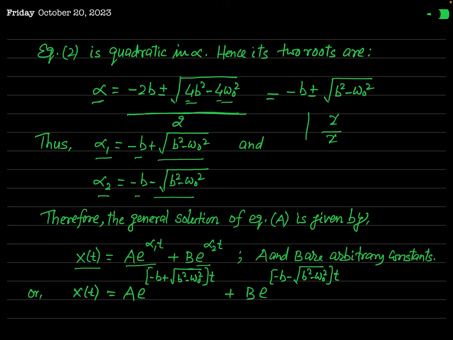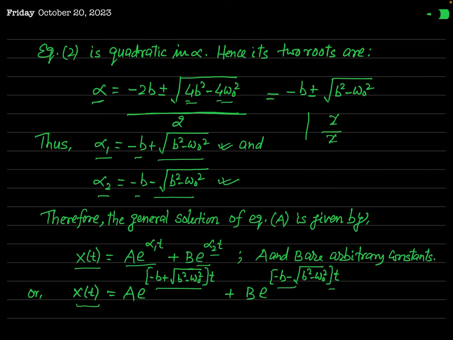Now let us substitute the values of alpha 1 and alpha 2 here. So x of t will be equal to a times e to the power alpha 1 t. But you can see alpha 1 is this much. This is minus b plus root over b square minus omega naught square times t. So t has been written here. And plus b e to the power alpha 2 t, and alpha 2 is this much. So b times e to the power minus b minus root over b square minus omega naught square times t.